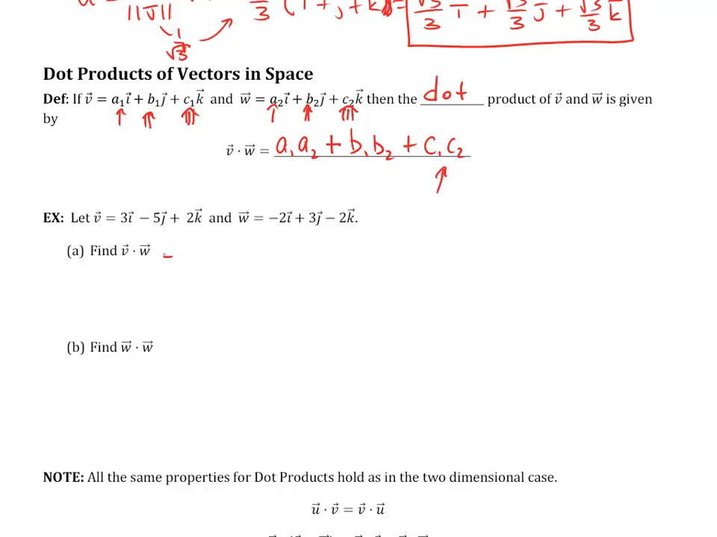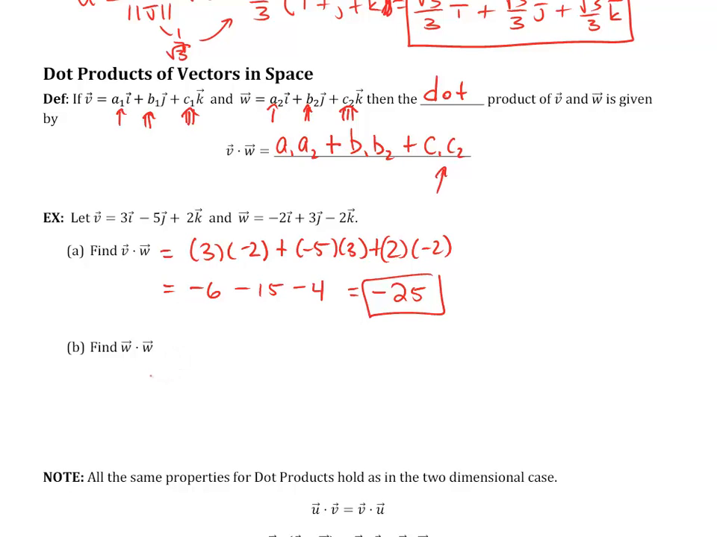So the dot product, for example, here is 3 times negative 2 plus negative 5 times 3 plus 2 times negative 2, which is negative 6 minus 15 minus 4, which is negative 21 minus 4, or negative 25.